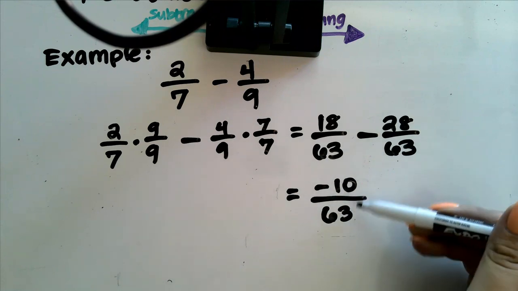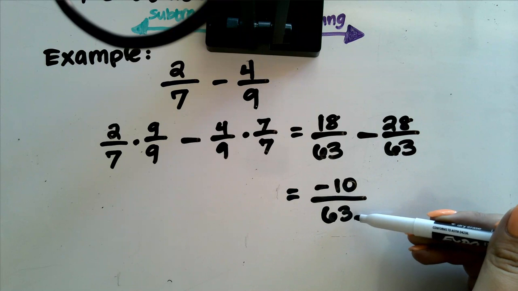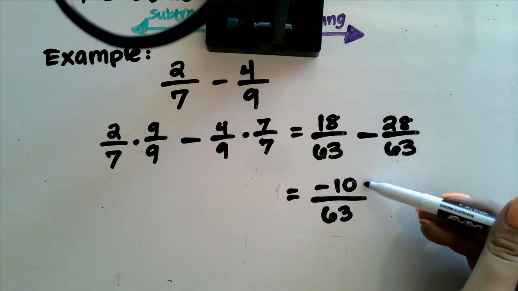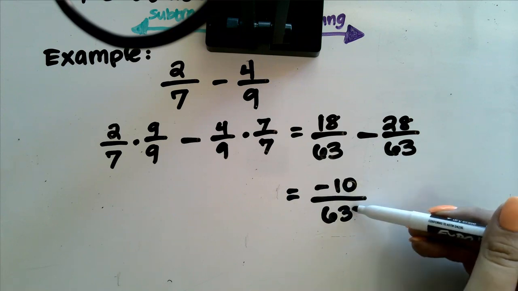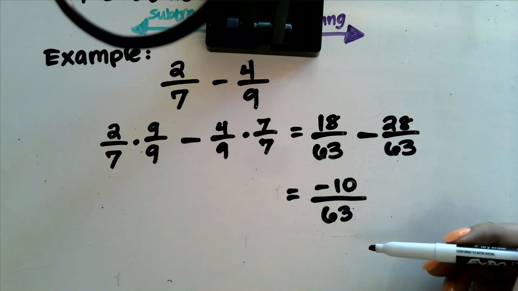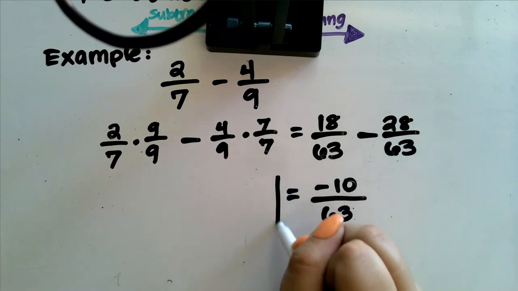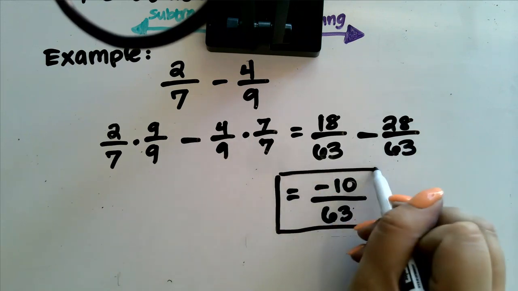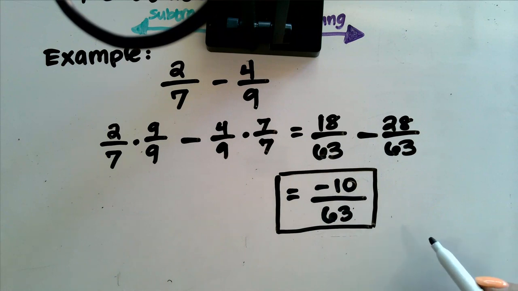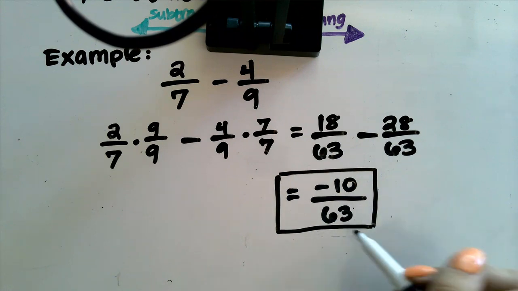I know that I cannot reduce this fraction at all because there is not a multiple between negative 10 and 63 besides 1 that I can divide by. So that means that I am complete, and that 2 over 7 minus 4 over 9 is equal to negative 10 over 63.